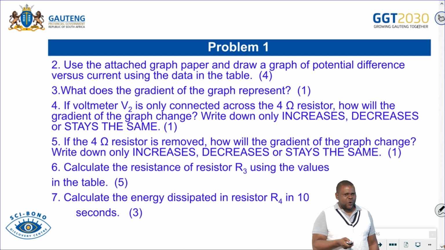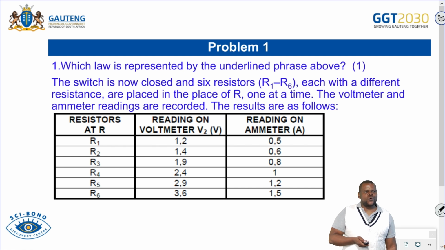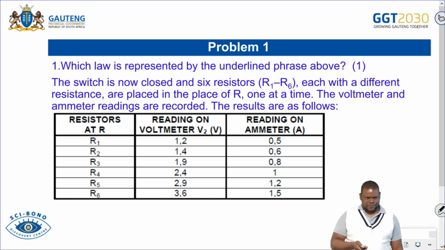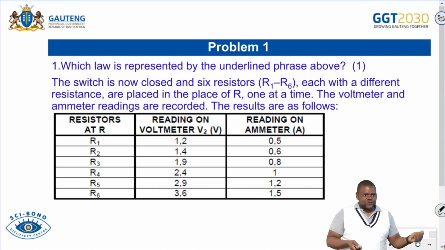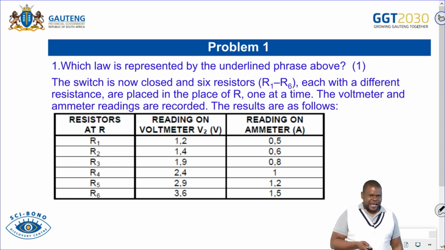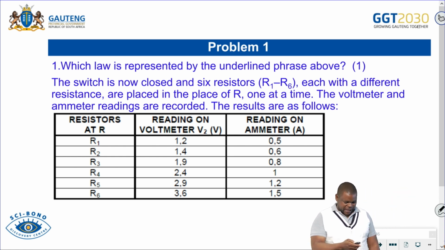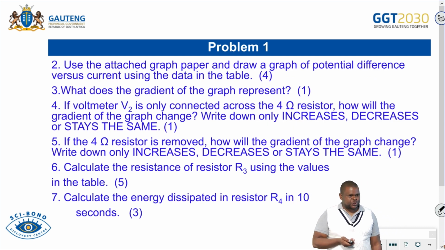Question 2, remember question 1 they said. Let's go to question 1. Question 1 says, which law is represented by the underlined phrase above? The phrase above is talking about the voltmeter and the ammeter. And we know the voltmeter is potential difference. Ammeter is current. Then which law do we know that is using the potential difference and current? Okay, we'll come to the answer after this. Let's look at number 2.